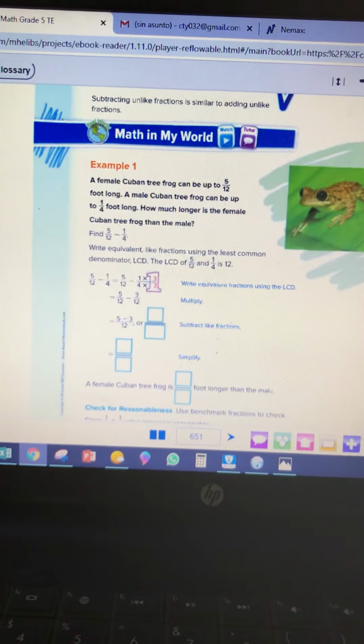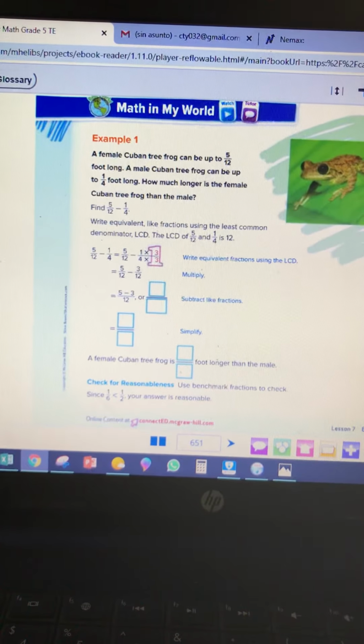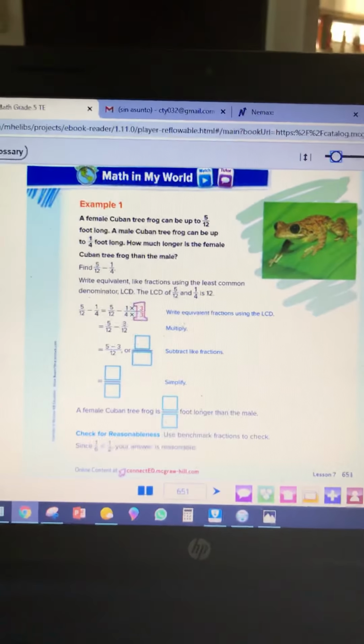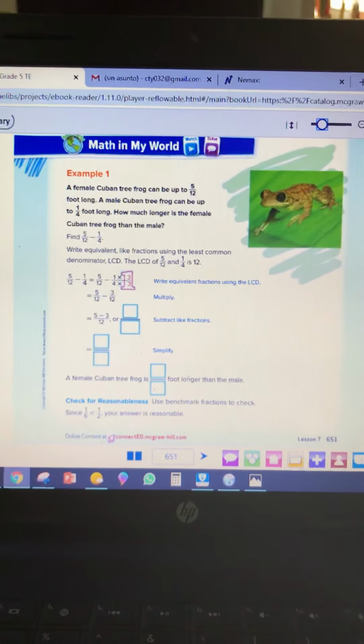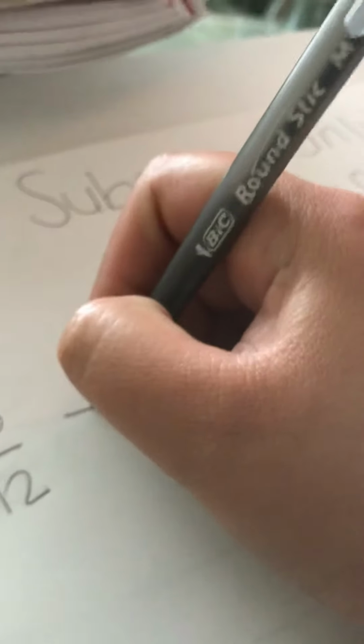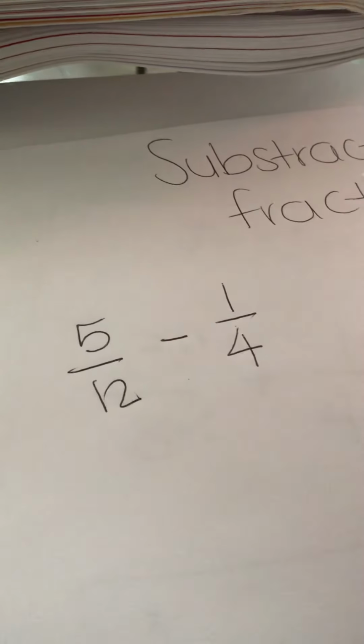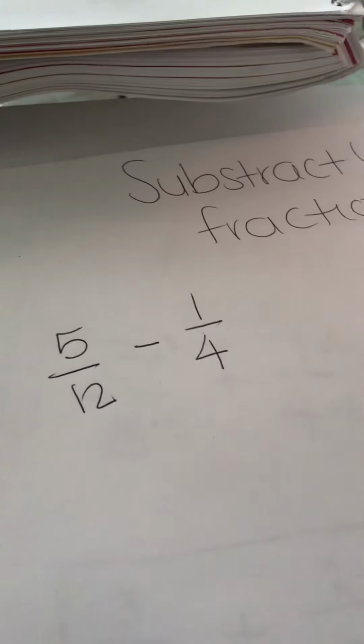Now we already know that we can use another method. Before using the method that comes in the book, I'm gonna show you the one that I showed you for addition, so that it's the same and easier for you. So we're gonna go to subtracting the information they gave us in the problem. In this case, we have to subtract 1/4 from 5/12. So we already identified that the denominators are different. So let's make them the same.